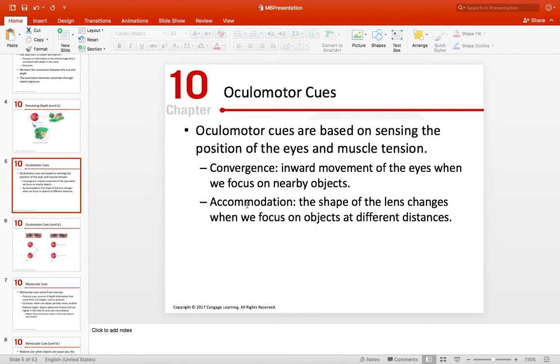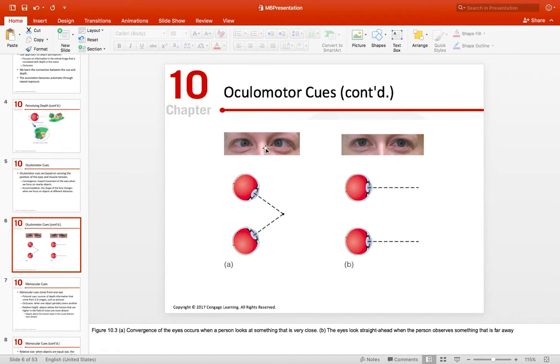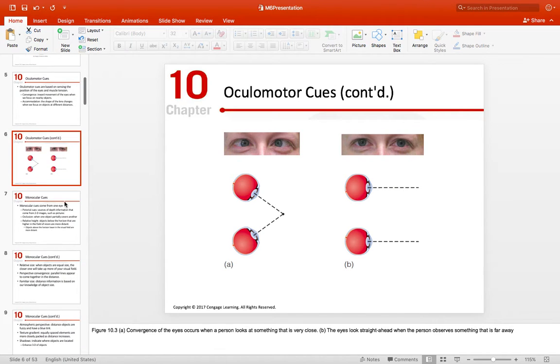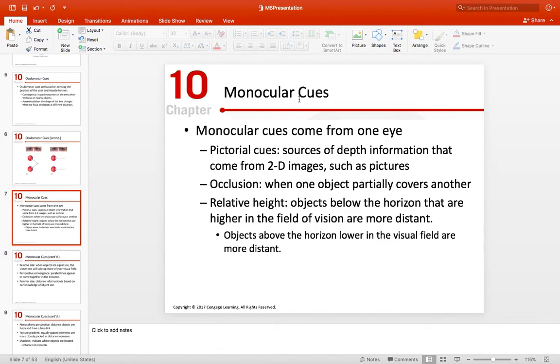There's convergence and accommodation, and you can see an example of convergence there. Close objects tend to make the eyes converge. When we look at distant objects, our eyes tend to diverge, and that can serve as a cue for how close or how far something is. We also have monocular cues, which are cues that rely on only one eye. Sometimes they're called, a subset, we can call them, pictorial cues.